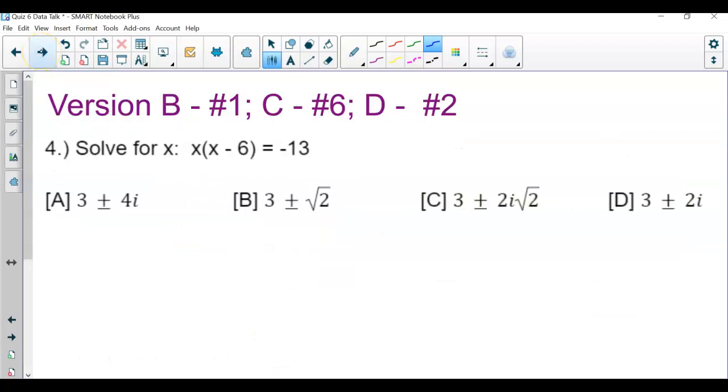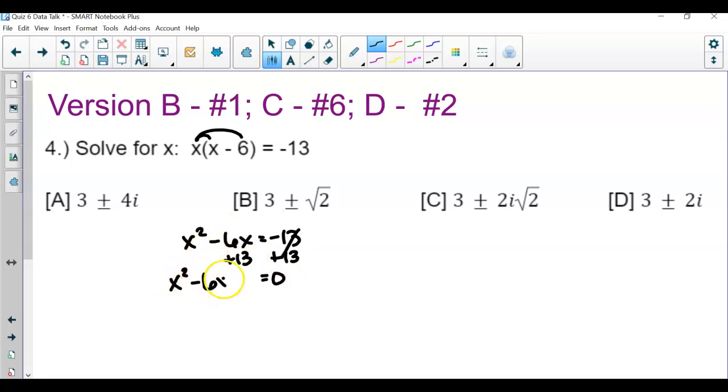Question number 4. Notice how we are solving, but I do see I need to distribute. So this is x squared minus 6x is equal to negative 13. I also need to have my equation equal to 0, so I'm going to now add 13 to both sides. It cannot be combined, so I'm going to leave it x squared minus 6x plus 13. Now there are no factors that multiply to get you 13 and add to get you negative 6.